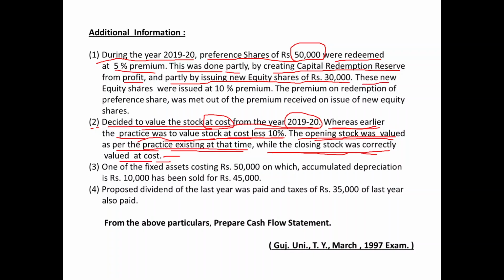This new equity shares were issued at 10% premium. The premium on redemption of preference shares was made out of the premium received on issue of new equity shares.